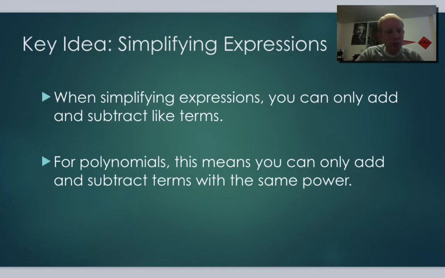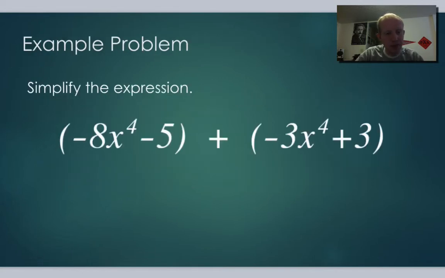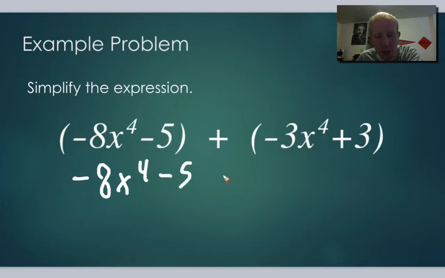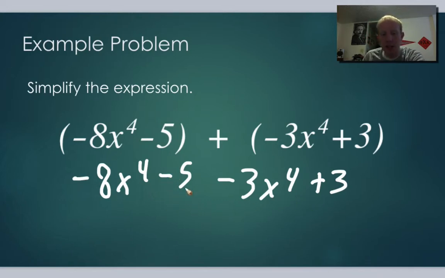So, for example, let's say we're trying to simplify the expression (minus 8x to the 4th minus 5) plus (minus 3x to the 4th plus 3). First of all, let's just get rid of these parentheses. When we're adding stuff, we really don't need these parentheses. So I'm just going to rewrite it like this without the parentheses. Then we want to focus on like terms. So we got constants, 5 and 3, and we got x to the 4th. Obviously we can't add the constants and the 4th powers together.